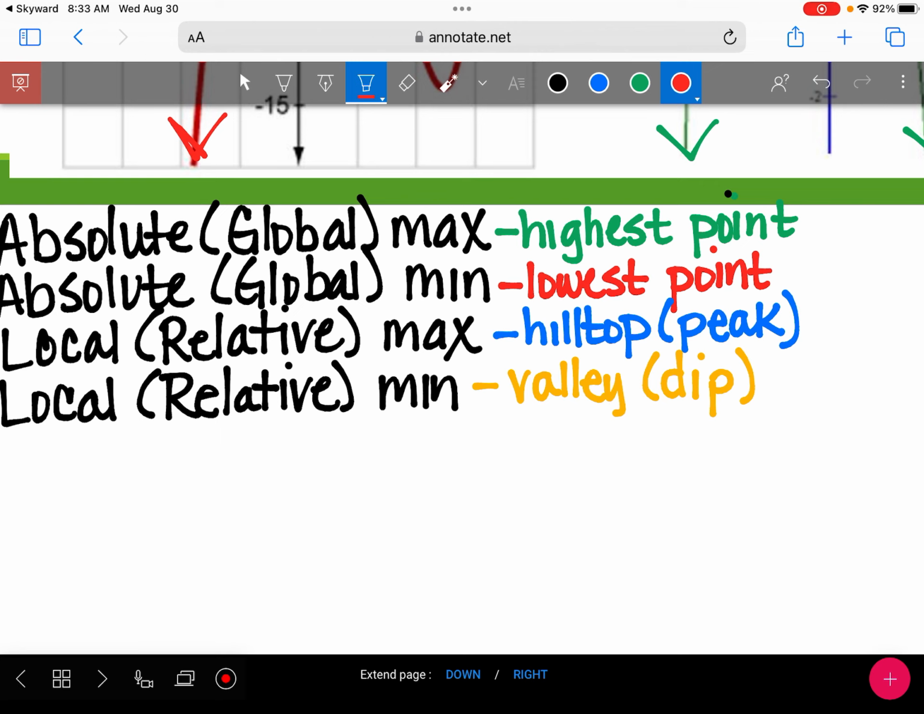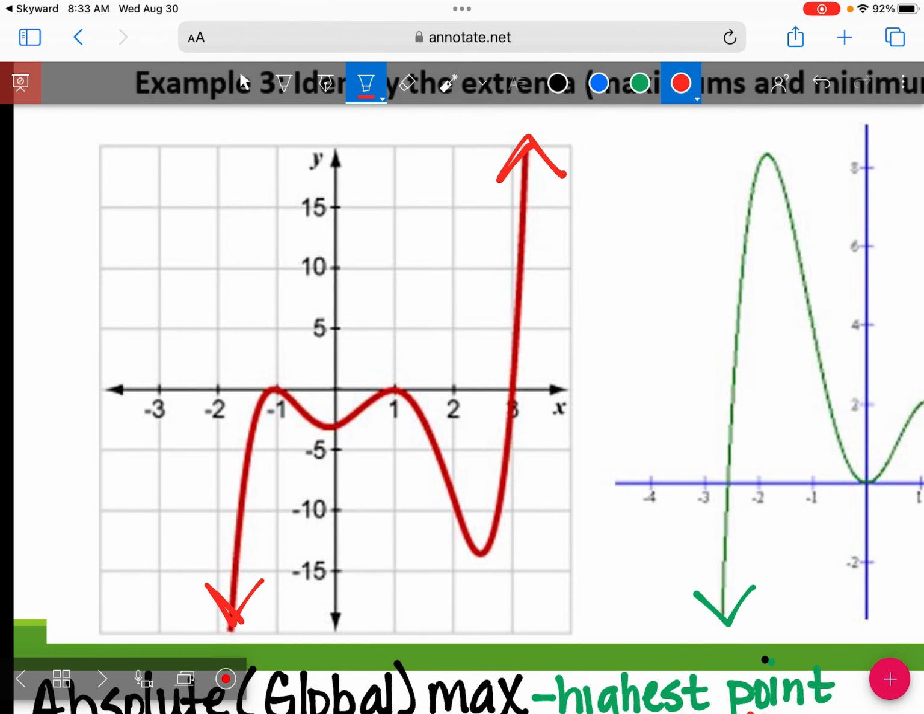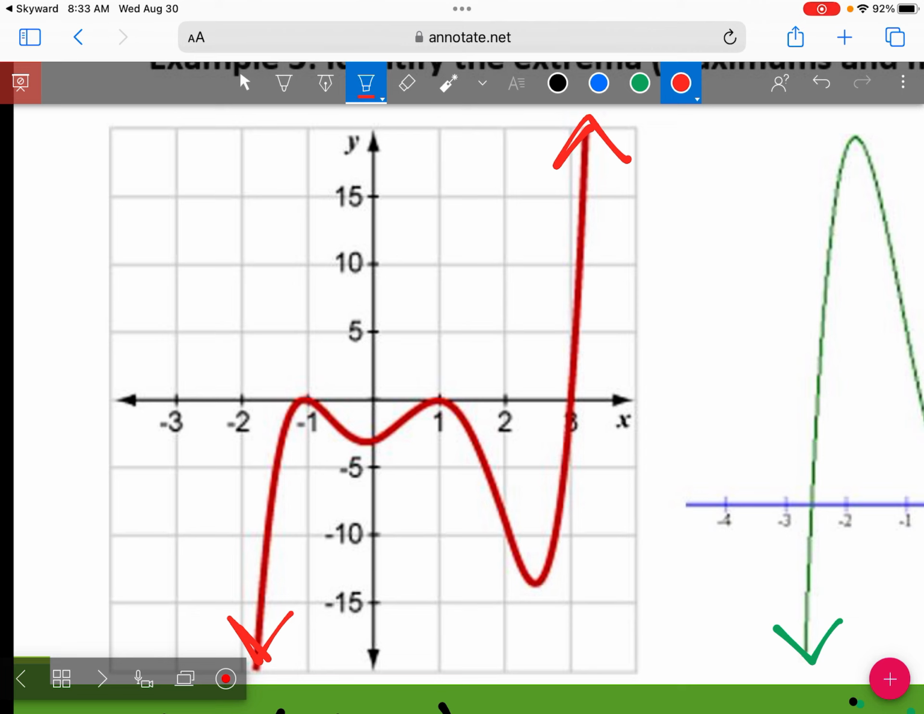Go ahead and look at these two graphs and identify these four extrema. So the first extrema, when we look at this first graph that you have, I'm just going to write on the actual graph. Absolute max and min. So absolute max, absolute min.